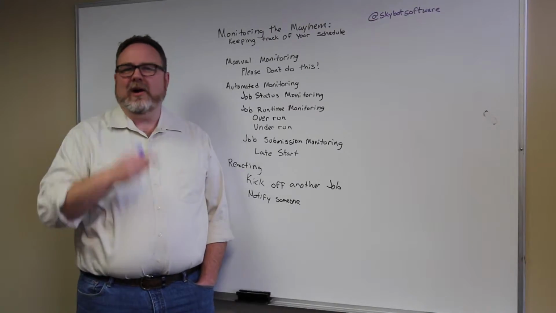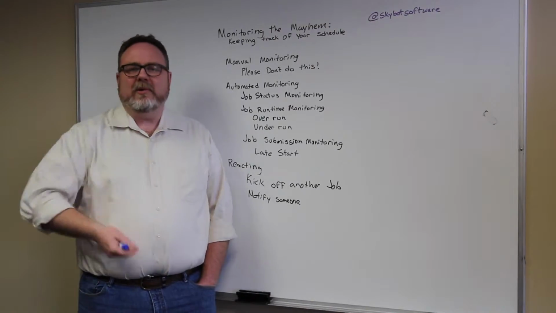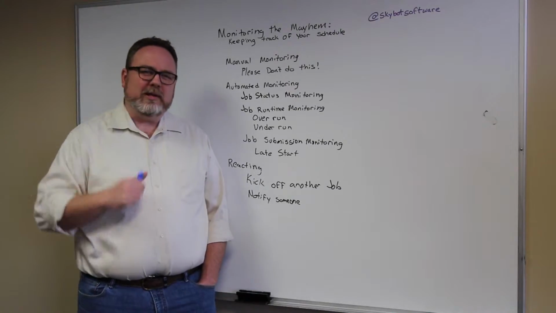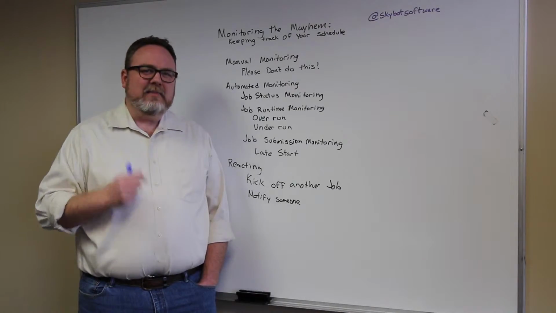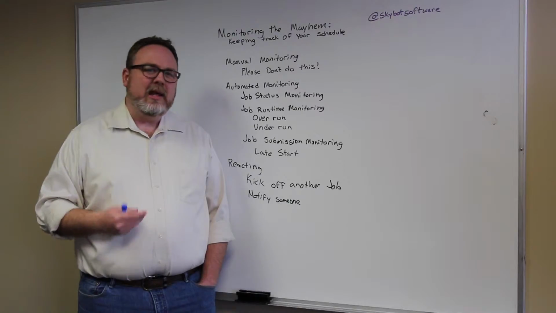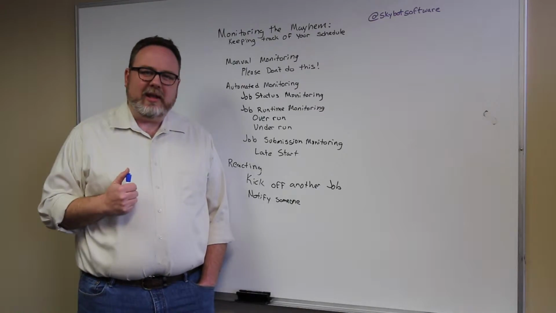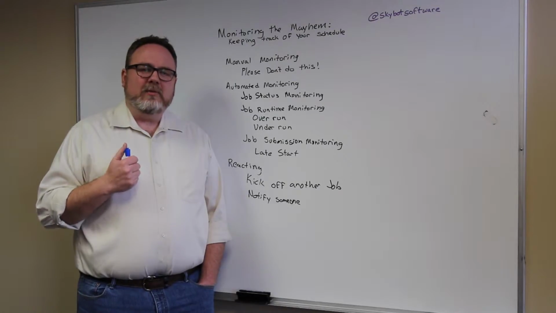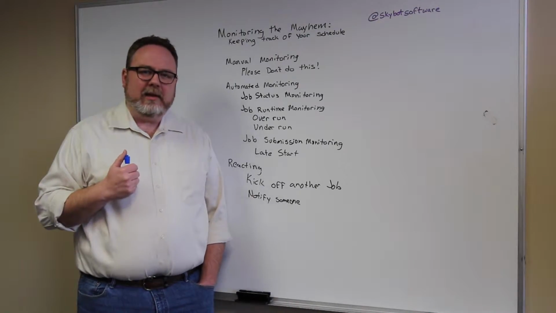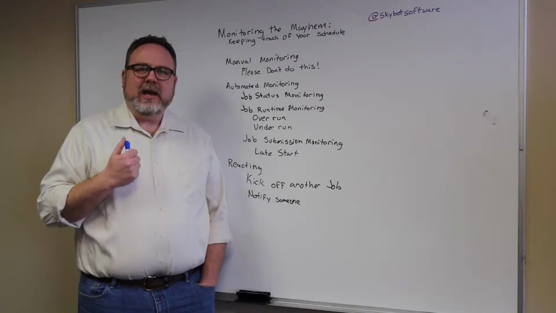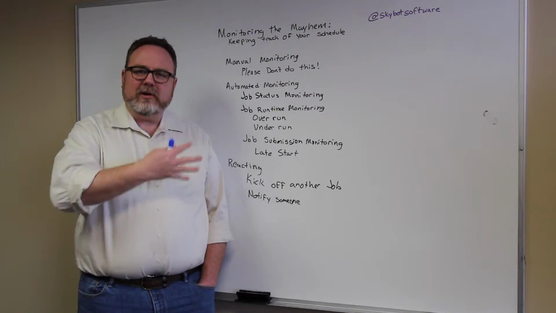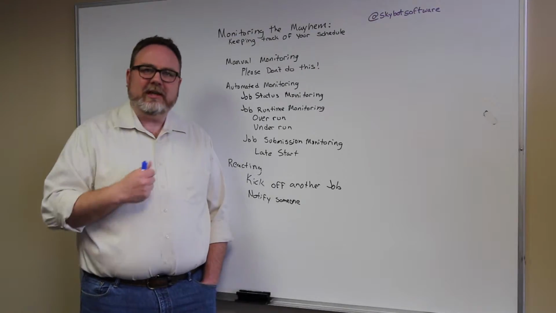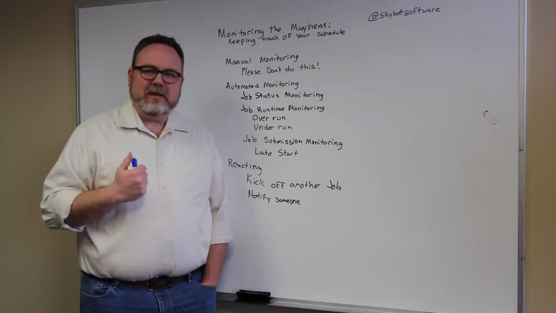The second thing I want to talk about, automated monitoring. Okay, this is really where you want to be. And there are three different types of automated monitoring. The first one is job status monitoring. That means you're watching those jobs run and watching the various states that they go through. So, for example, let's say you had a job that you wanted to know when it entered a job queue for an agent. You would set a monitor on that job to say, when the job hits this particular state, I want to be notified.